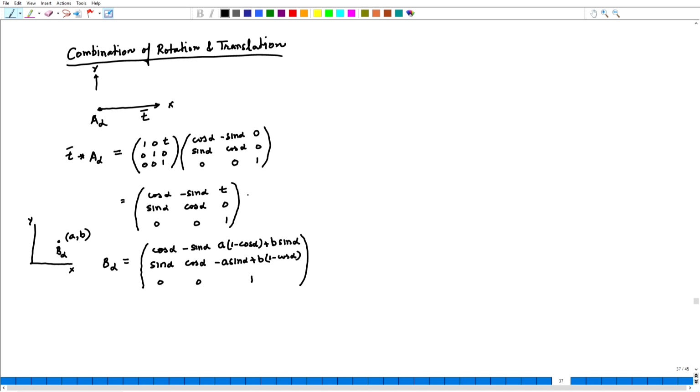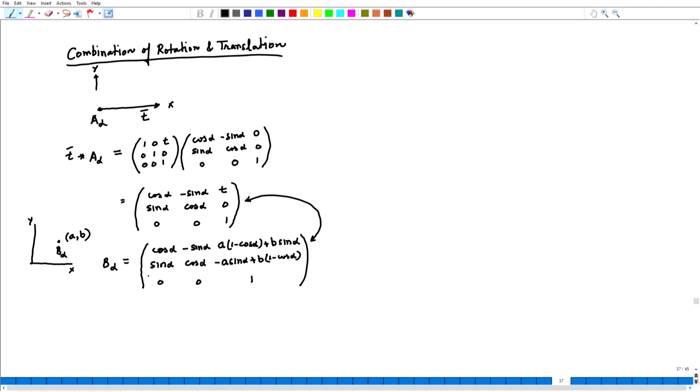Let us compare these 2 matrices. The matrix B alpha simply describes the rotation about a point of coordinates a comma b through an angle of alpha. If you compare element by element, the first 2 elements of the first row and the first 2 elements of the second row are identical. The last row is of course identical. So, the only elements that we are interested in are the third element of the first row and of the second row.